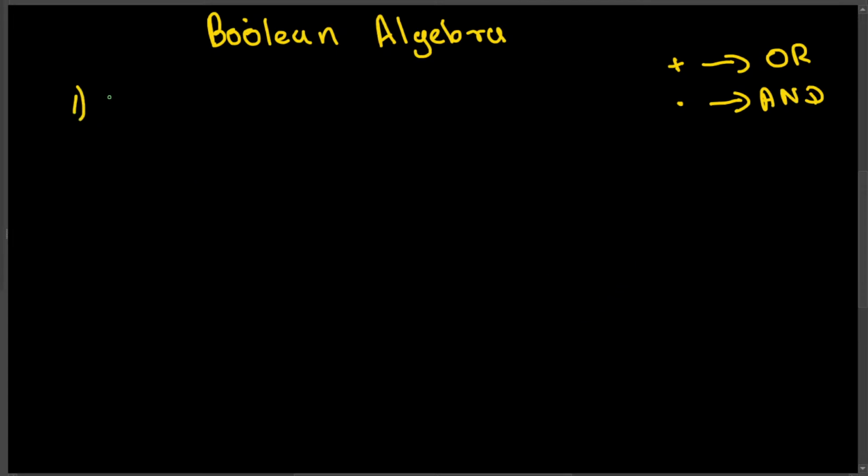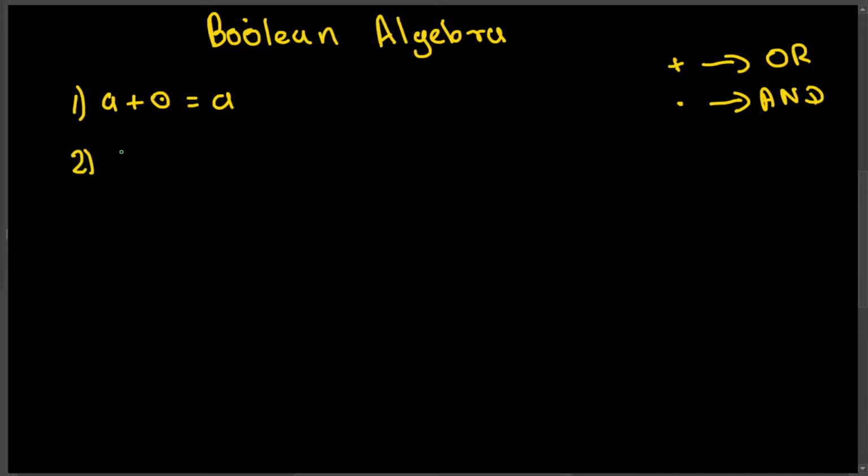First property, if you have a plus 0, that's equivalent to a. For example, if you put 1 for a, 1 plus 0, that's going to be 1. And if you put 0 for the a, 0 plus 0, that's going to be 0. So whatever the a value contains is going to be the final answer.